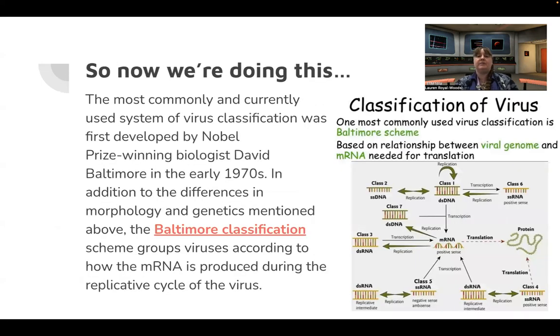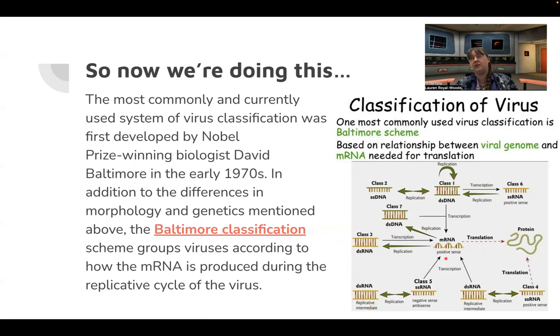All right. Now, we have come up with the current one, which is the Baltimore classification. And that's basically based on a relationship between the viral genome and the mRNA needed for translation. I am not going to beat you with this. You've probably been told, oh yeah, mRNA. I remember mRNA from last semester had something to do with translation and transcription and making proteins and blah, blah, blah. Yeah, well, there are a bit different flavors of RNA.